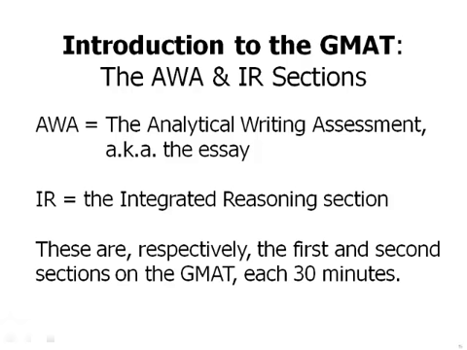These are respectively the first and second sections on the GMAT, 30 minutes each. So when you sit down for your GMAT, you'll write an essay for half an hour, then you'll have a half an hour Integrated Reasoning section. Then after that, you have a math section and a verbal section.